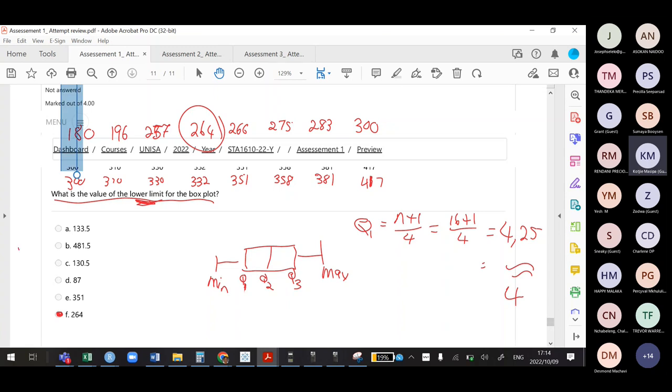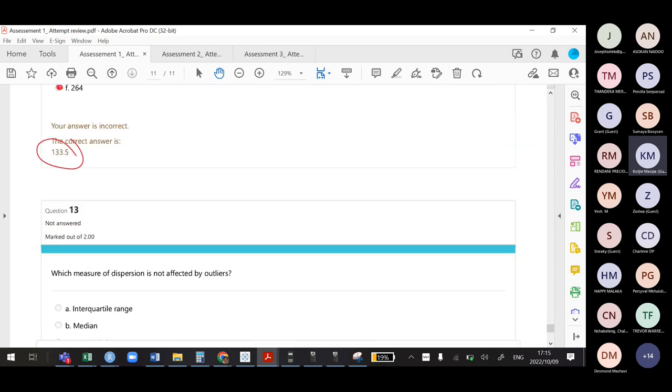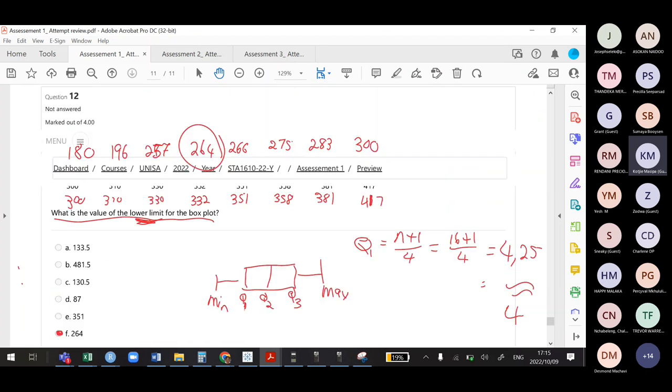I know that there were some issues with some of the questions, especially with assignment one. A lot of students were also complaining. Because how can you get the lower limit of 133 if your data set starts at 180? So we just need to check that the data set is the same. But anyway, the lower limit would have been 264 in terms of this question. So you will notice that the correct answer there will not be applicable, but it will also depend on the data set that you are using.